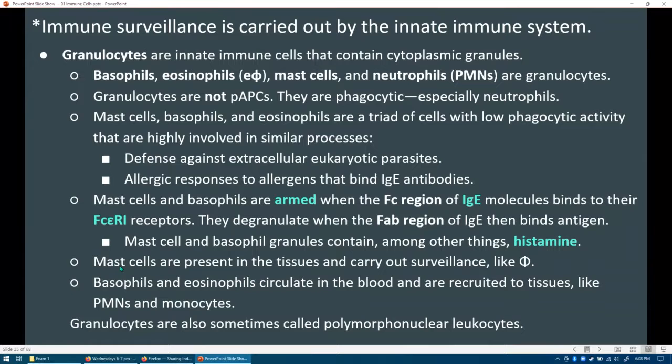Okay. Mast cells are present in the tissues. Even in the absence of infection, they hang out in the tissues and they self-replicate and they're sort of self-sufficient. And they carry out surveillance, so they're kind of like macrophages. Basophils and eosinophils, they circulate in the blood. That's usually where they hang out. But they can be recruited to tissues just like neutrophils and just like monocytes.